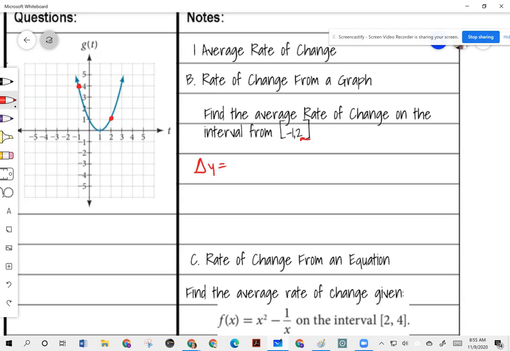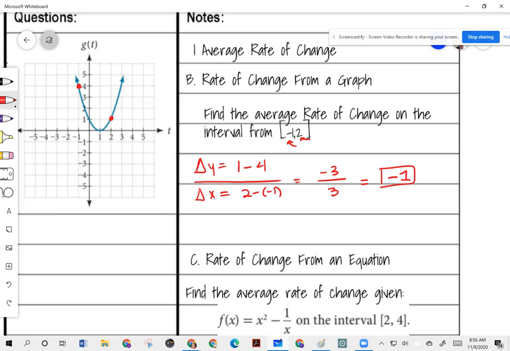So the y value at 2 is 1, right? Minus the y value when x is -1 is 4. So 1 minus 4 over, and then delta x is, again, the change in that interval. So we're going to go 2 minus -1. So here we would have -3. This double negative becomes a positive over 3, and we have an average rate of change of -1.